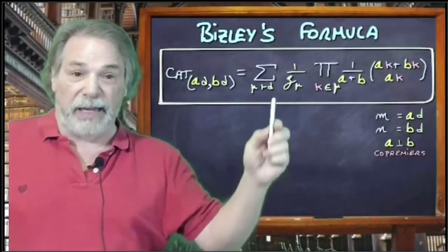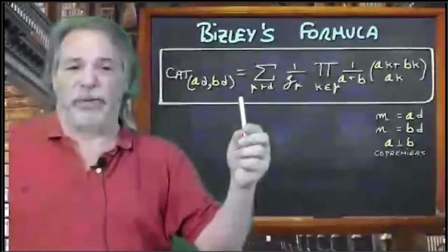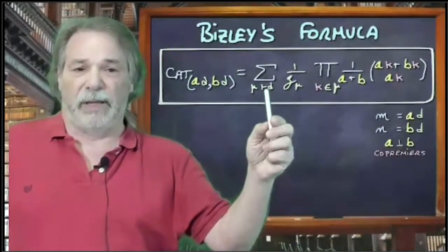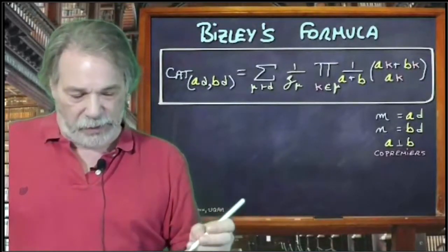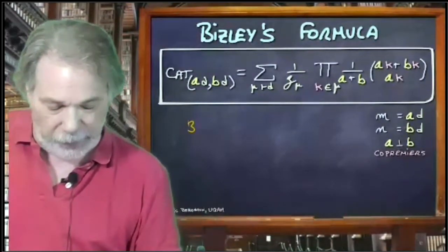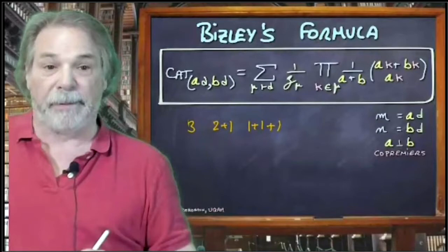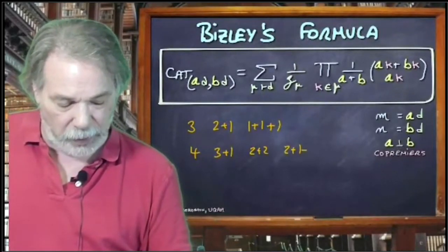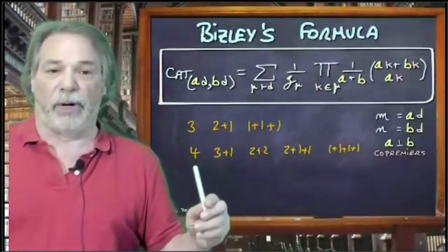Now, the index of the summation here goes through the partitions of D. The partitions of a number are all the ways of writing this number as a sum of numbers. So the partitions of 3: I can write 3 as 3, 2 plus 1, or 1 plus 1 plus 1. 4, I can write as 4, 3 plus 1, 2 plus 2, 2 plus 1 plus 1, 1 plus 1 plus 1 plus 1. So there are 5 ways of writing 4 as a sum of numbers.